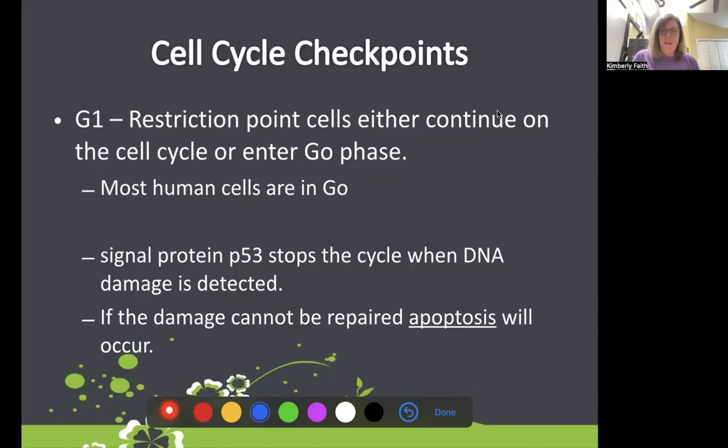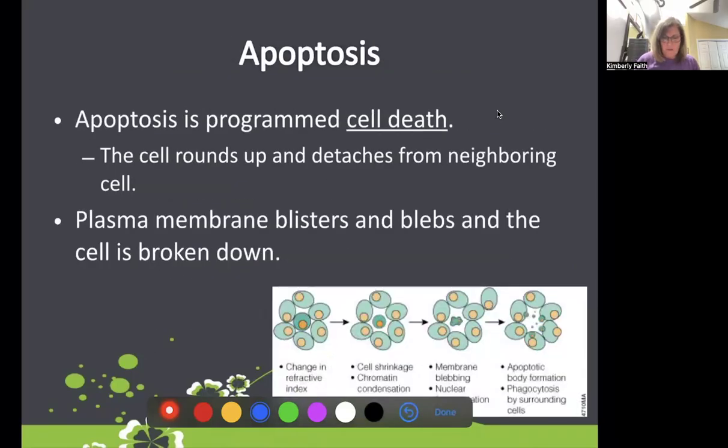When that damage is detected, if it can't be fixed, the cell will undergo a kind of self-destruct with a process called apoptosis. When apoptosis occurs, that's called programmed cell death. It will round up that cell. You can see we've got the bad cell in there. It'll round up and then what we call bleb, which means we've got all those little pieces. So those blebbing and blisters, and then the cell is broken down.